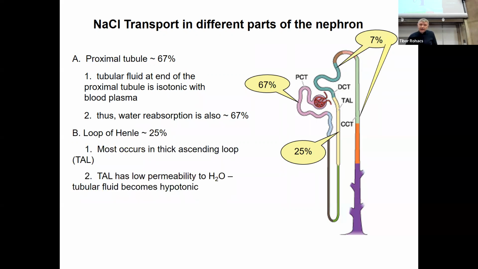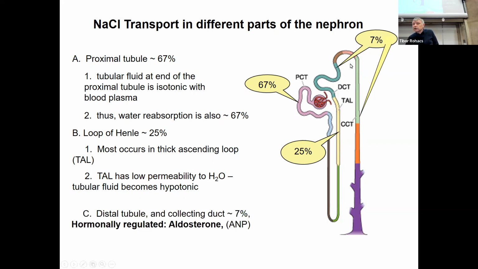In the loop of Henle, these two thin limbs and the thick ascending limb, much of the sodium reabsorption in this part happens in the thick ascending limb, which is going to be more or less 25% of the reabsorbed sodium. What is interesting here is that this is one of the very few places in biology where water will not follow sodium, because this part of the nephron is impermeable to water. The reason for that is it doesn't have aquaporins. You will see this in the next lecture, next week, the water lecture.